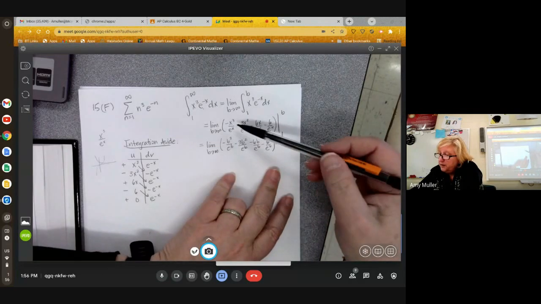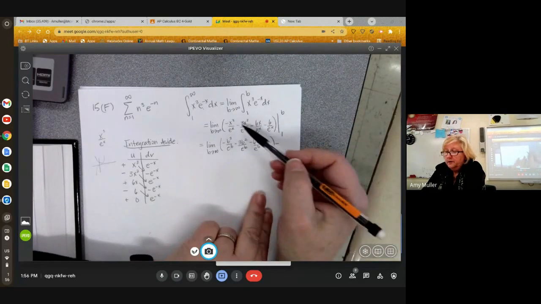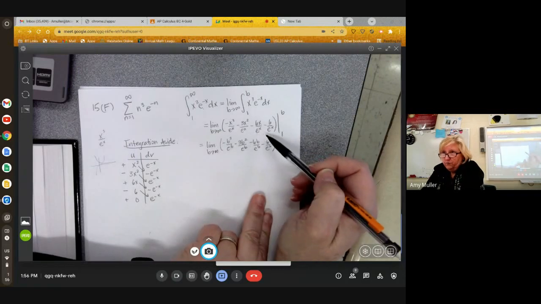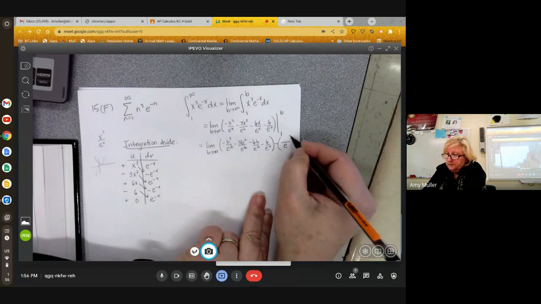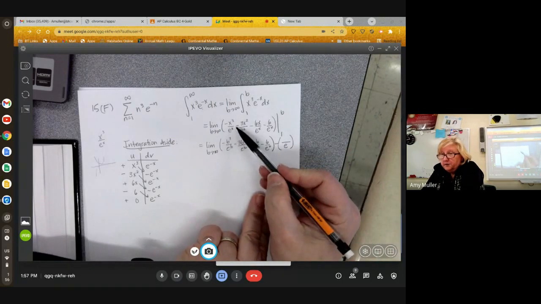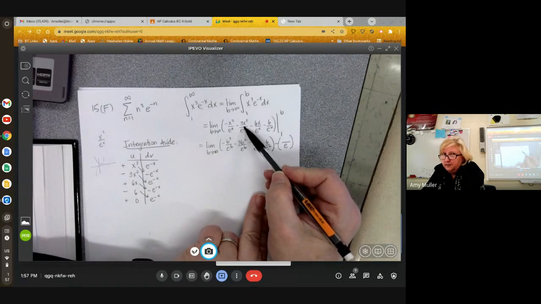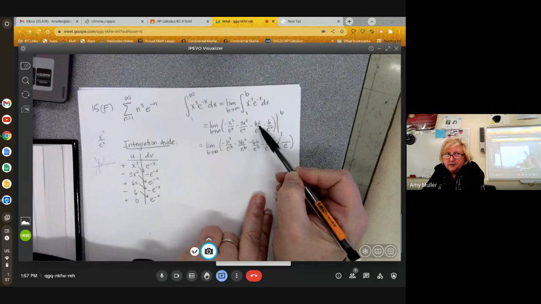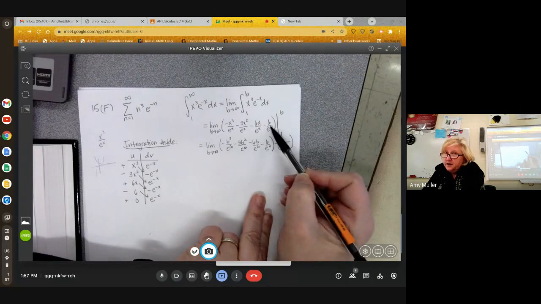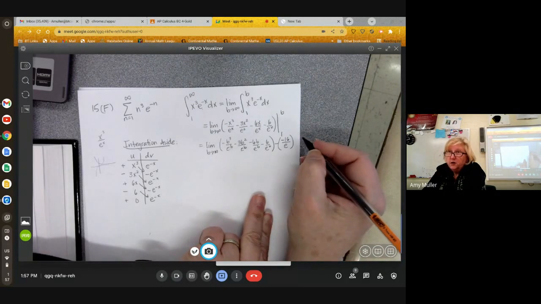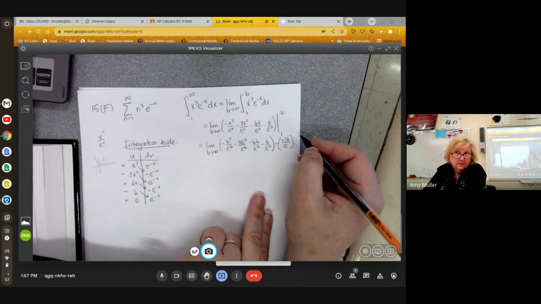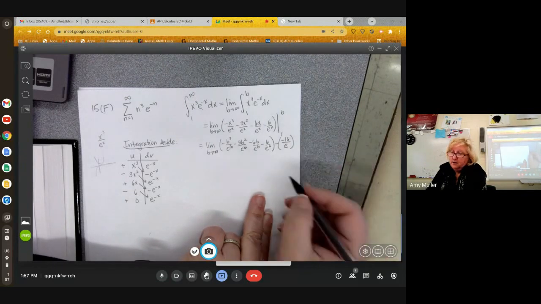So what happens when we plug 1 in? We get 1, because they're all over e to the first. Do you agree they're all over e? And then I'm going to put 1 in here. So we get 1 minus 3 is negative 4, negative 4 minus 6 is negative 10, minus 16. Nobody's screaming that I'm wrong, so that's a good sign. Okay.